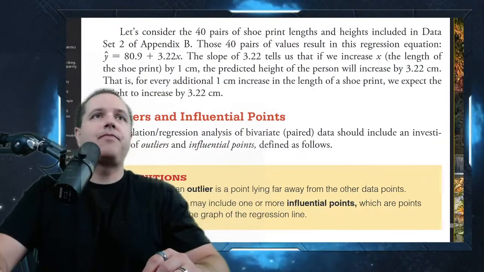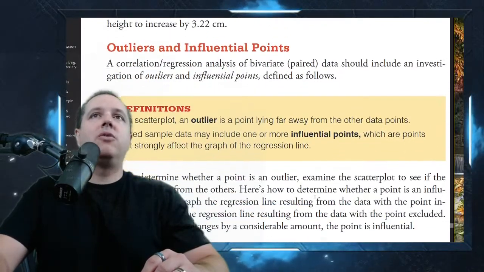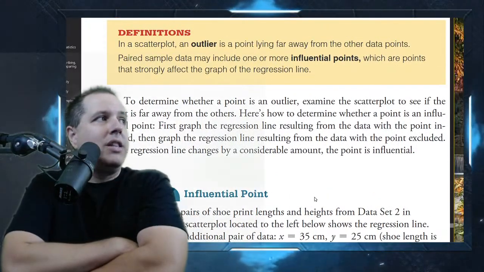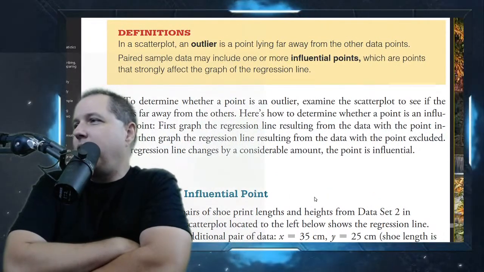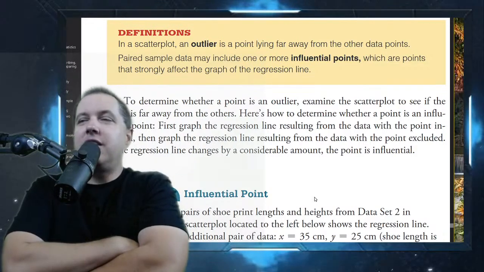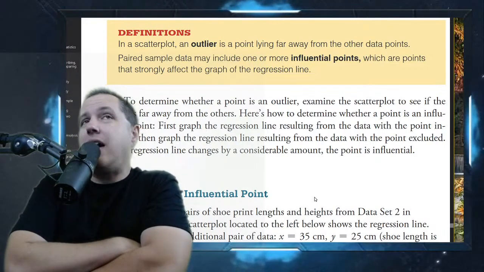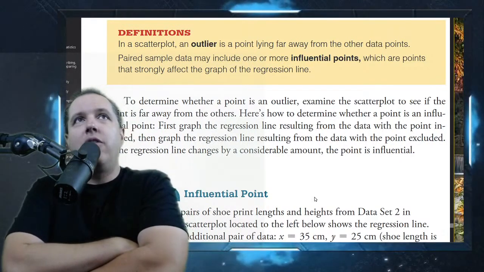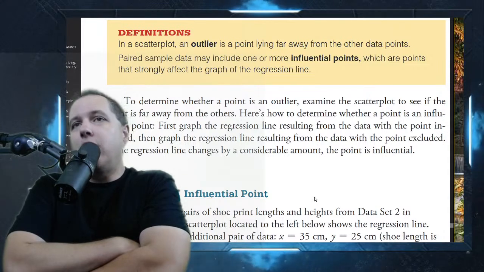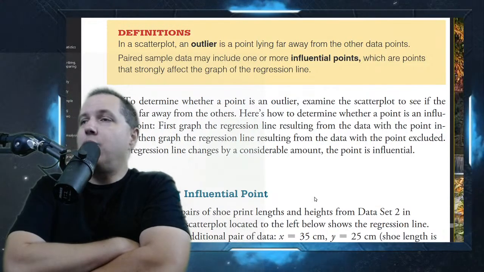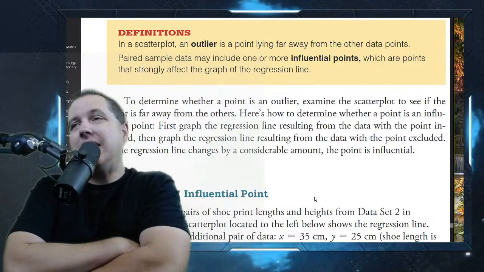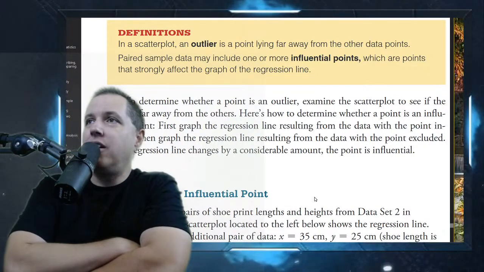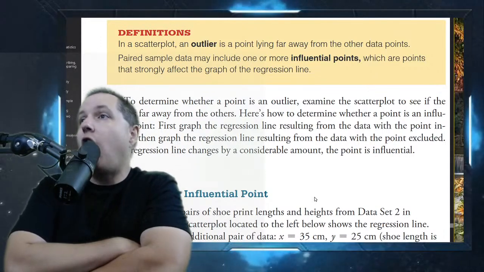Now, this is what we need to also discuss. In a scatter plot, an outlier is a point lying far away from the other data points. Remember, we have these loose definitions and then stricter definitions of outliers. But remember, an outlier is a data point that's far away from your other data. With regressions, outliers, the more extreme they are, can start to mess things up significantly. If you have one extreme outlier, it can throw your whole regression line off.